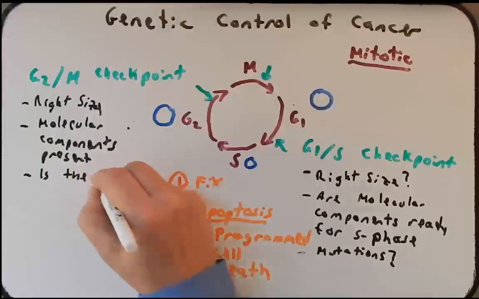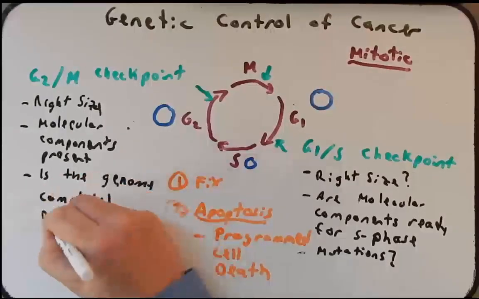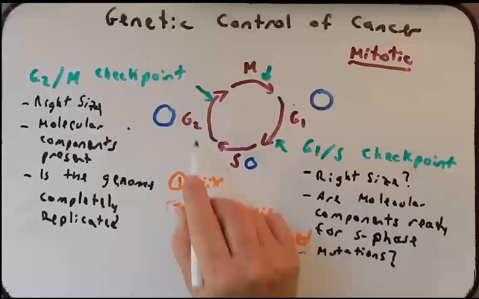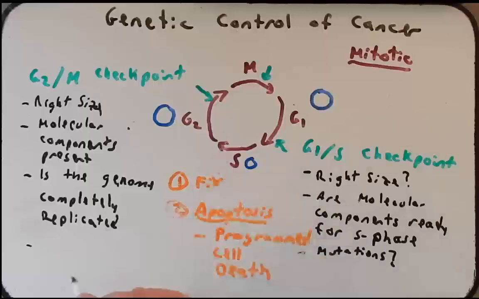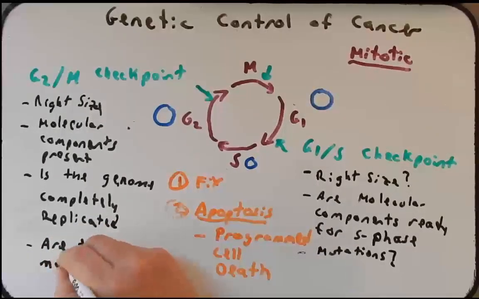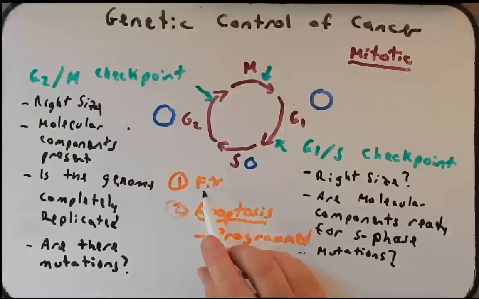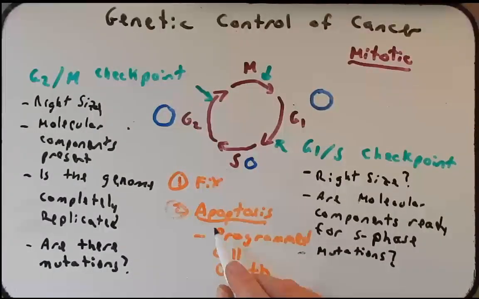Is the genome completely replicated? Has all the DNA been copied? And of that DNA that's been copied, are there mutations? Again, if any of these problems exist, the cell will first check to see if it can fix those problems. But if it can't fix those problems, the cell will enter apoptosis and die.